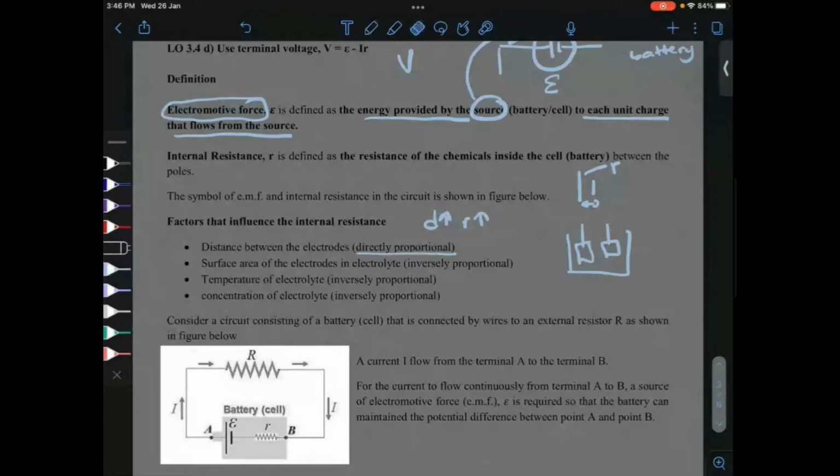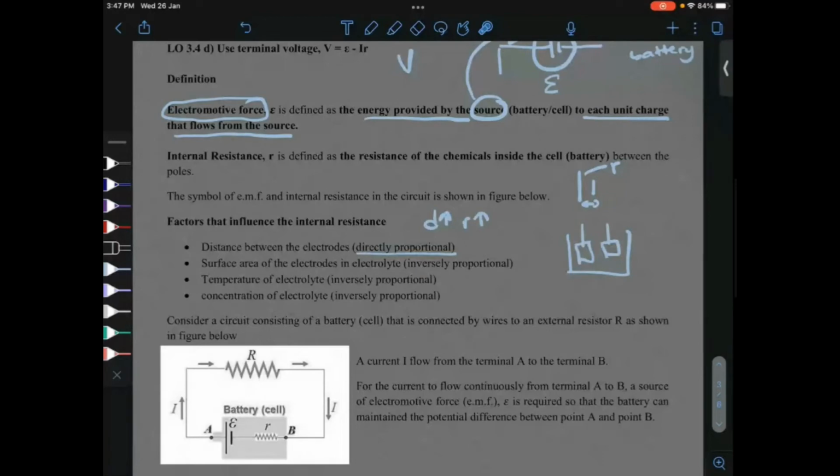And then the surface area of the electrodes in the electrolytes. Okay, dalam cecair ini, dalam your solution here. Okay, so the more area is exposed to the electrolytes, the lesser the internal resistance is. They are inversely proportional. So the surface area yang exposed to the electrolytes is inversely proportional to the internal resistance.